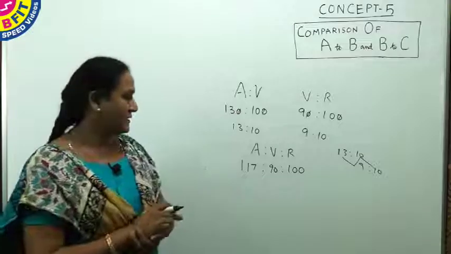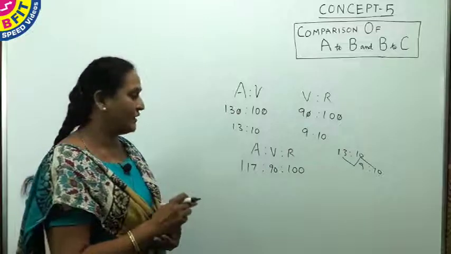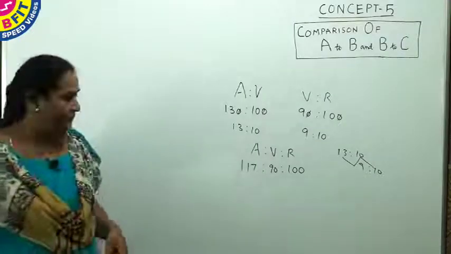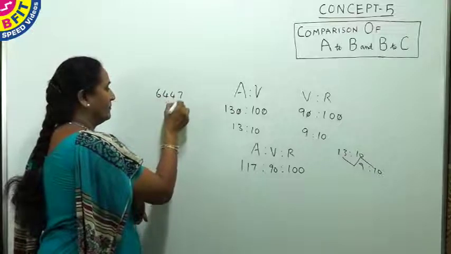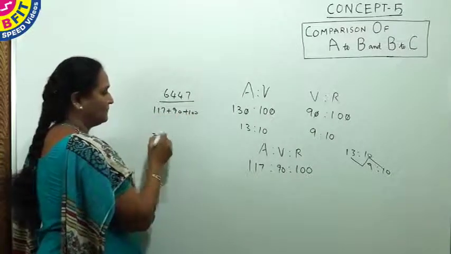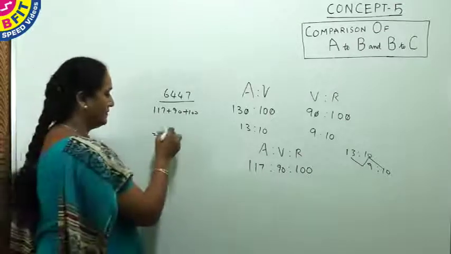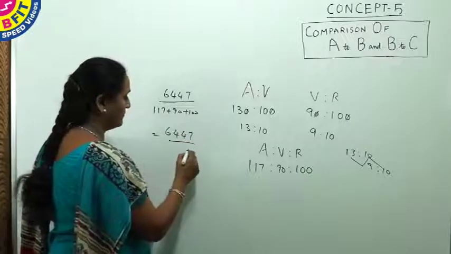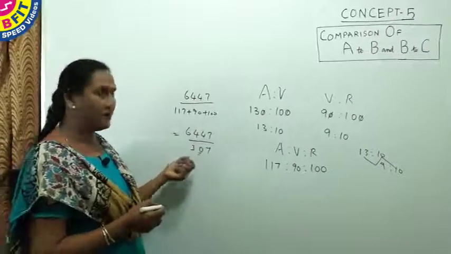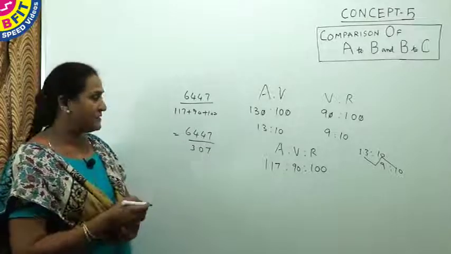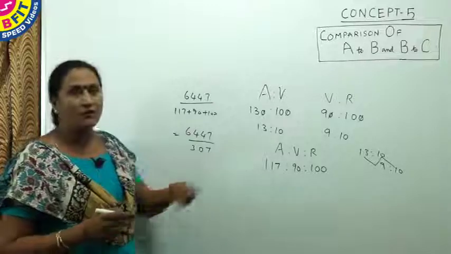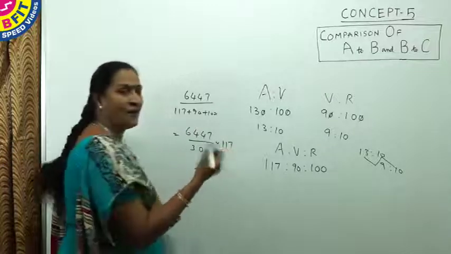So now the total expenses are given. What is the total expense? It is 6,447. So divide this by the total parts. Adding the total of these ratios, we'll get the value of one part. So 6,447 divided by 307, and we need Aman's expense. So Aman's expense is 117 parts. After dividing we get the value of one part, and multiplying into 117 we get the value of Aman's expense.